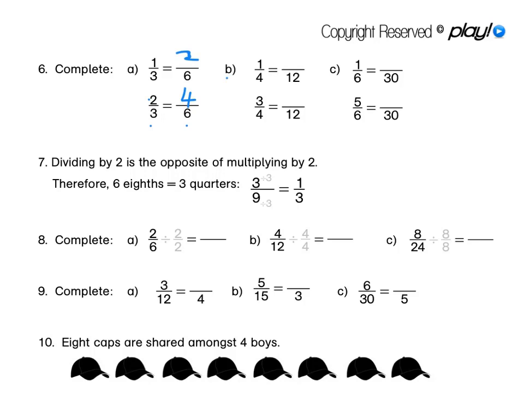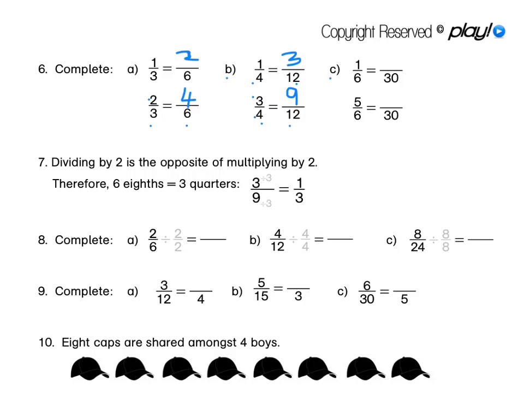For B, 1/4 is equal to how many 12ths? 4 times 3 gives 12, and 1 times 3 is 3. Next one, now we've simply got 3/4, so again at the bottom we times by 3, so the top we times by 3, and 3 times 3 is 9.